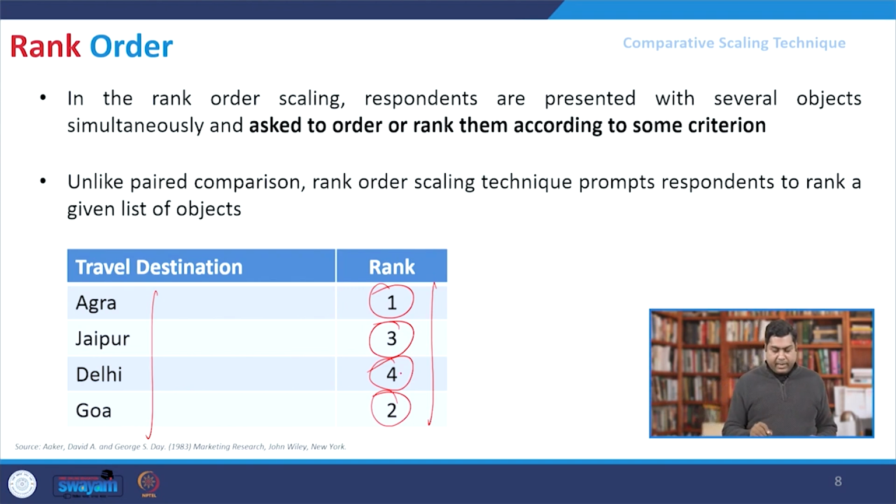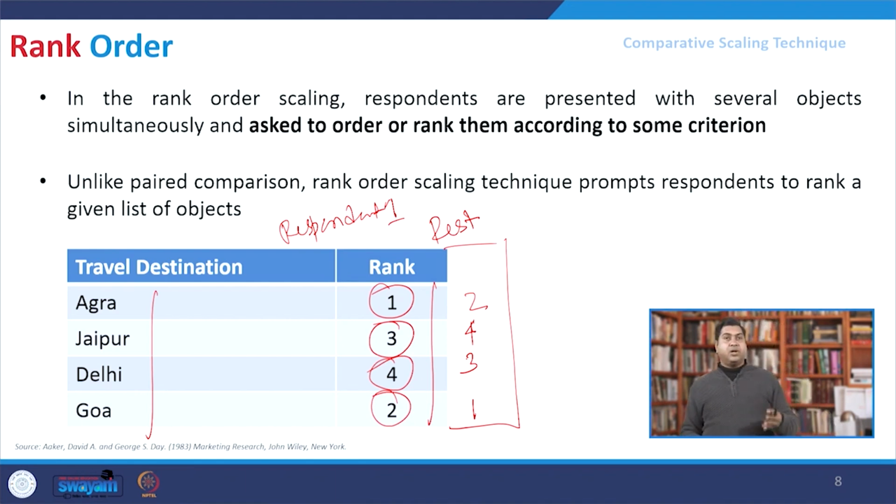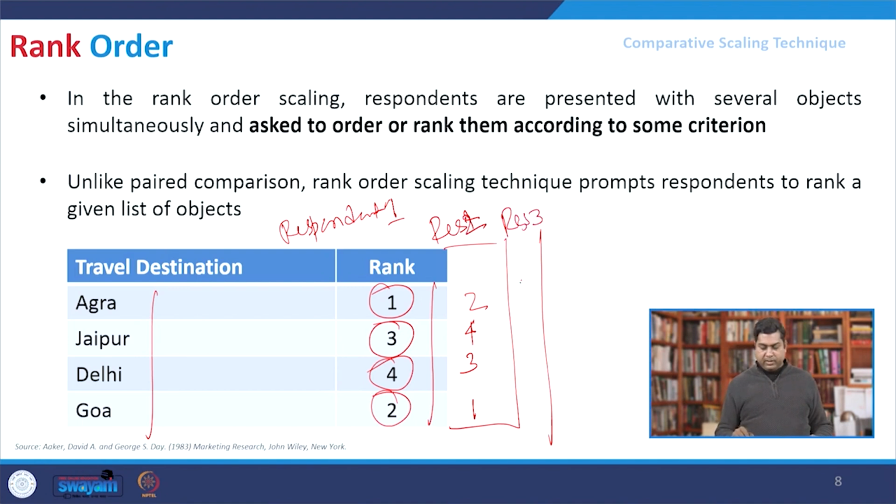Suppose this is the ranking given by respondent 1. If you ask respondent 2, the values may change, like this is 2, this is 1, this is 4, this is 3, it is possible because it is his or her preference. If you ask respondent 3, probably you get this is 4, this is 1, this is 2, this is 3. Hypothetically I am taking. So in all such cases we have different rankings for those preferred locations.